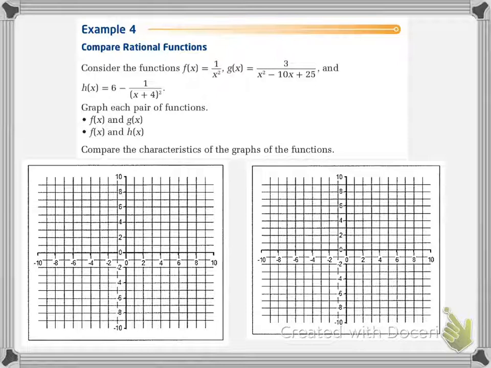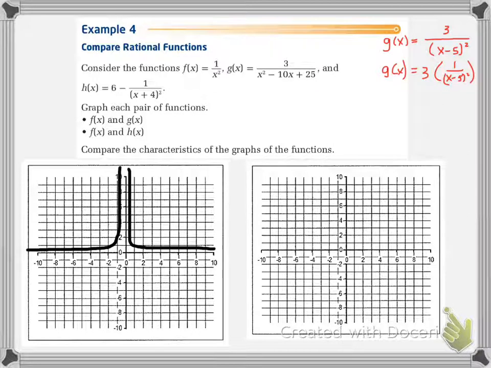Well, if we graph our first function, 1 over x squared, that's what it's going to look like. Now, if we look at the second function, g of x is equal to 3 over x squared minus 10x plus 25, I notice that the polynomial in the denominator can be factored. So we're going to express that as 3 over x minus 5 all squared. So right away that tells me that it's not going to be defined at x is equal to 5. So I am going to have a vertical asymptote at x equals 5.